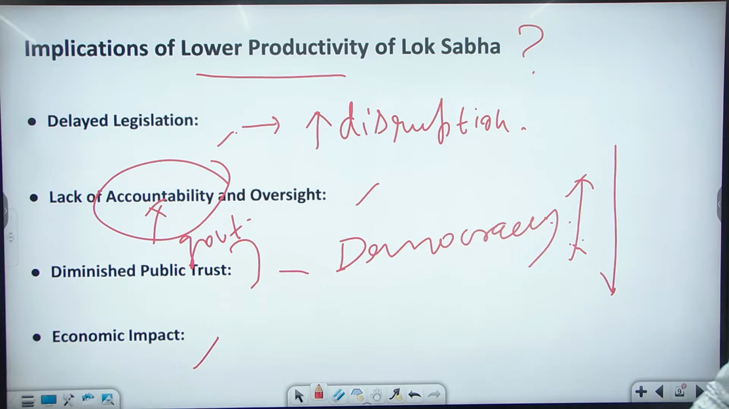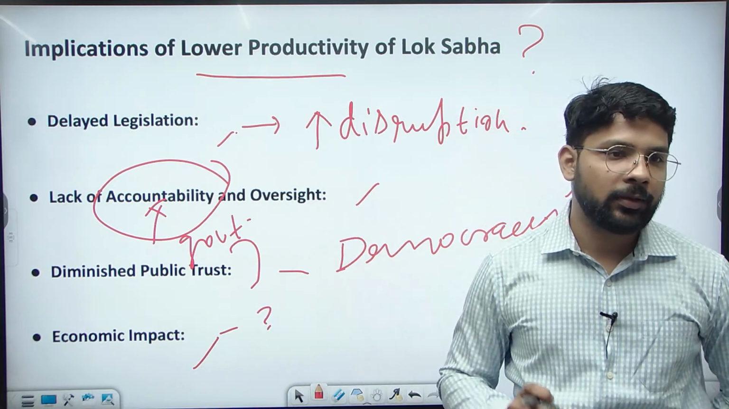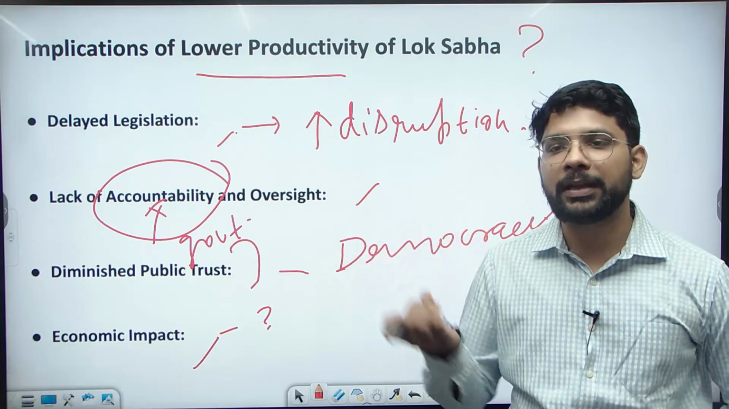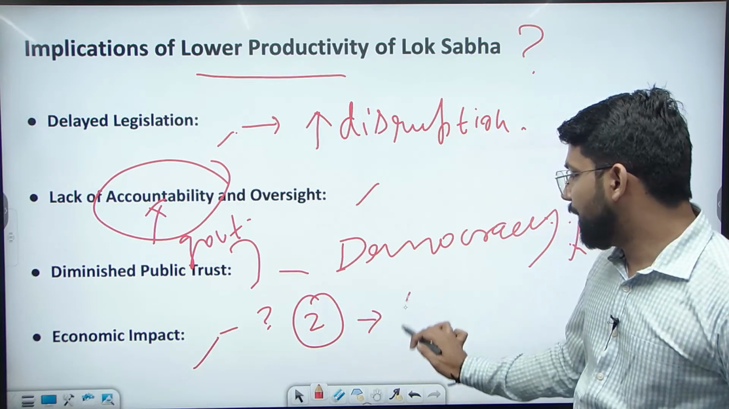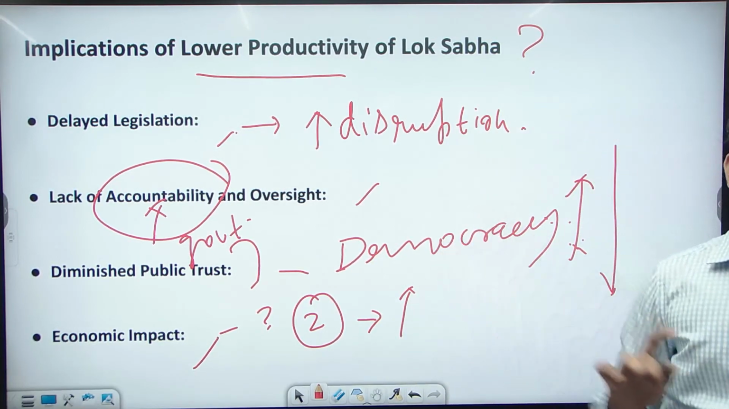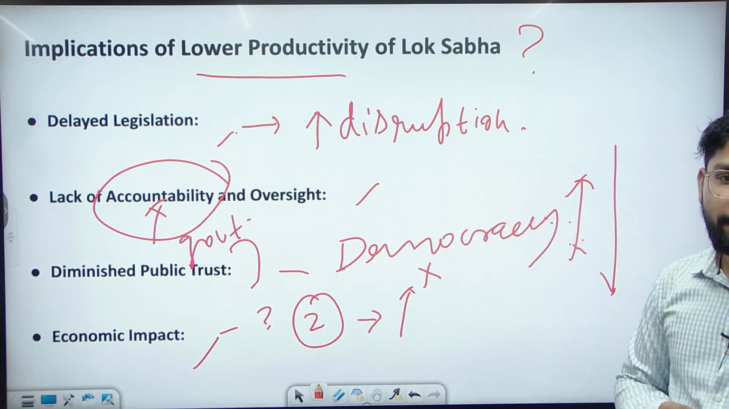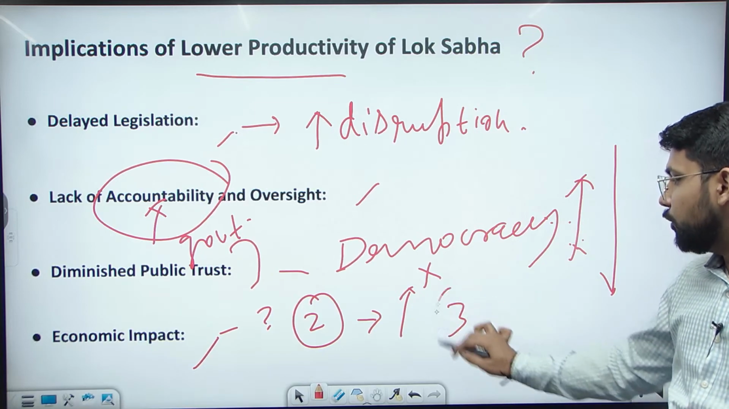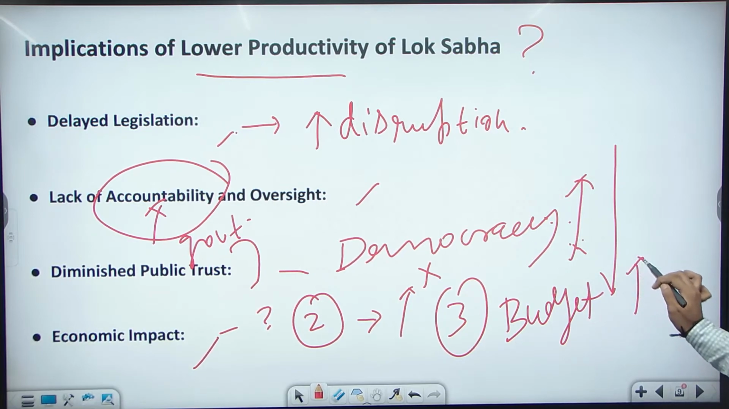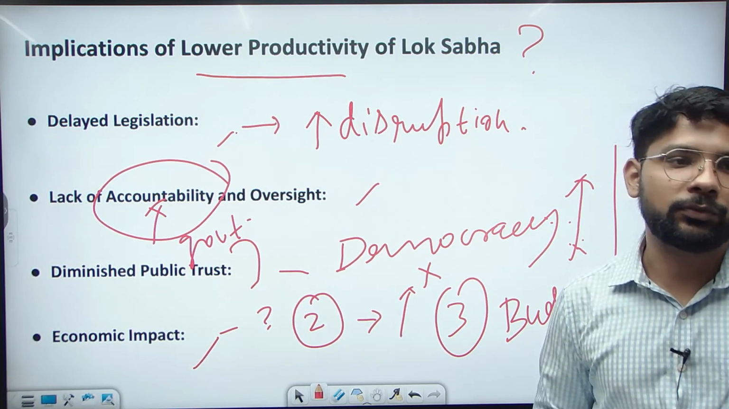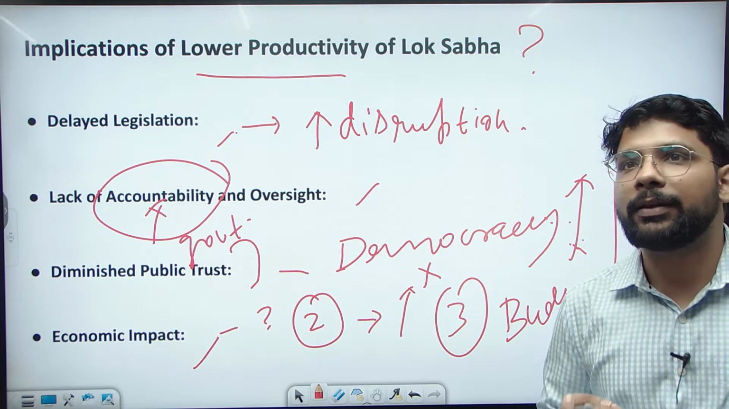If they are not discussing the bills, we don't know how they are framed, what the aims and objectives of those bills are, how they are utilized. Second issue, if there is a requirement of passing a new law for some specific governance issue and the parties are not allowing it to pass, there can again be an economic issue. During the budget session, if they are not discussing the budget according to the departments' needs, then who is accountable for that? That again is an economic issue. So these are the major implications of the lower productivity of the Lok Sabha.